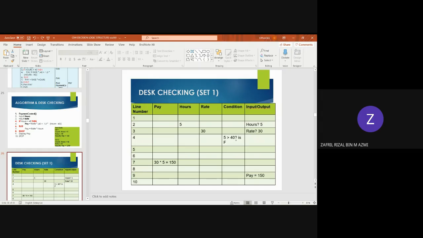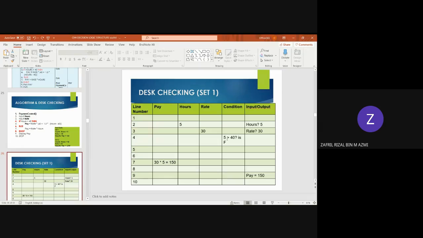All right. And then you put the outcome of the condition. Okay, is it true? Is 5 more than 40? It is false, right? So the answer is F, or false. Okay, you can write down false or you can write down F. If it is true, for example, if hours is 100, so 100 is more than 40. So it is true. T. Just put T over here. Okay, can you get it?